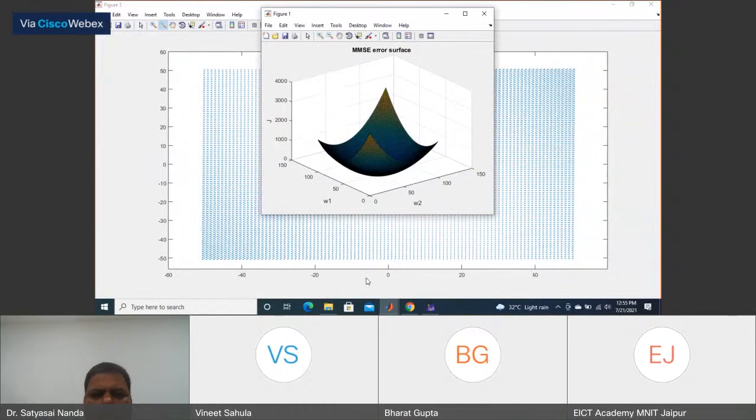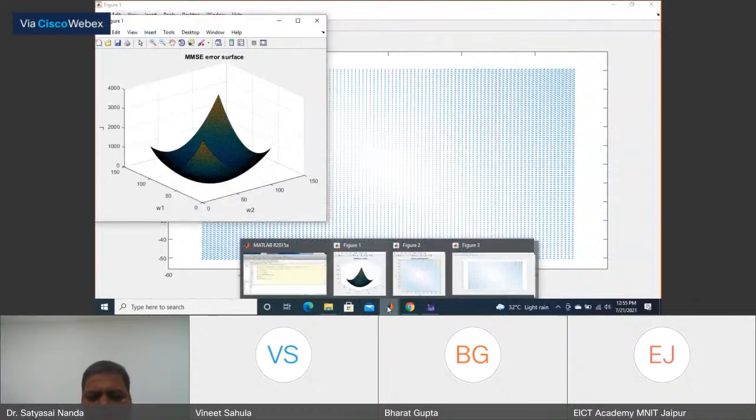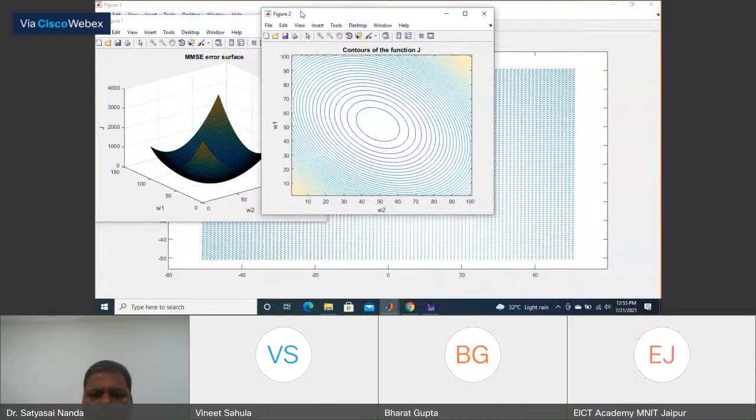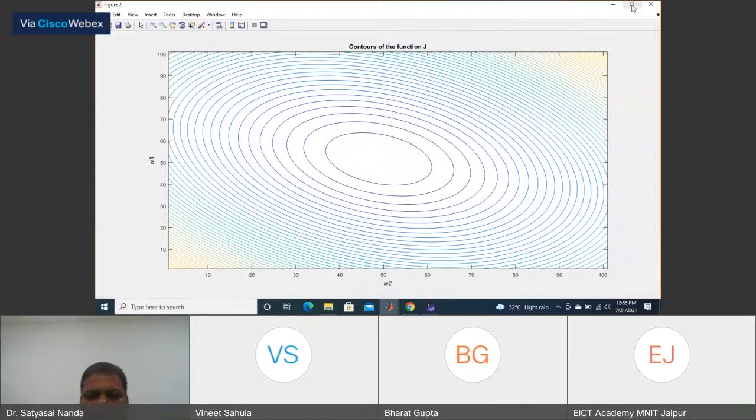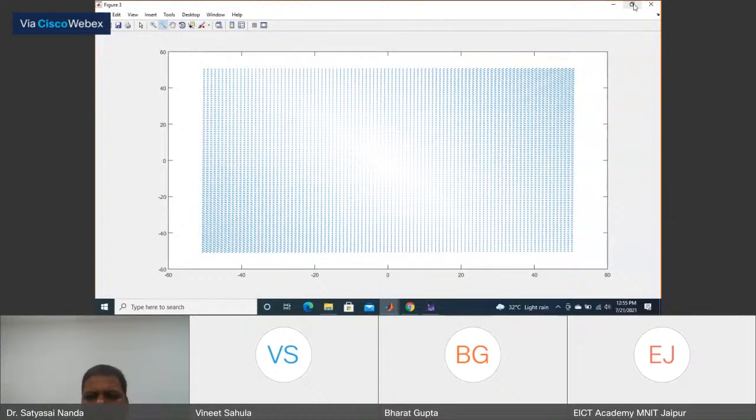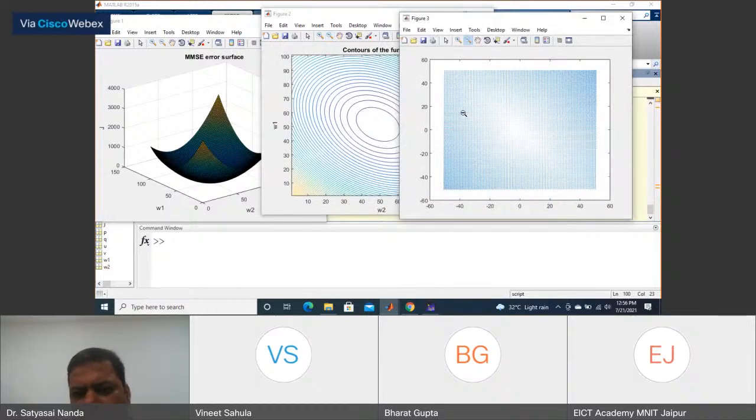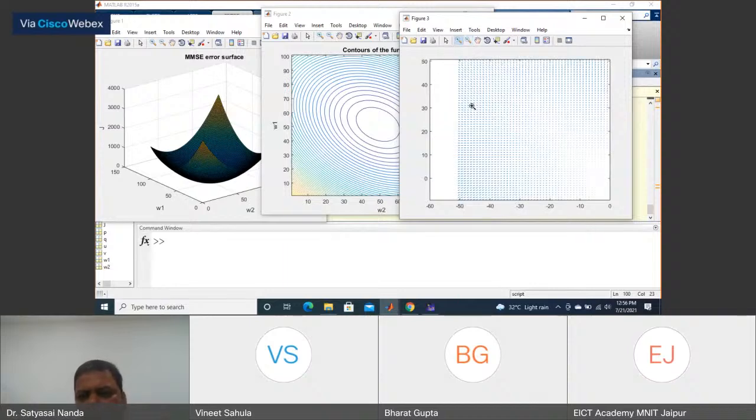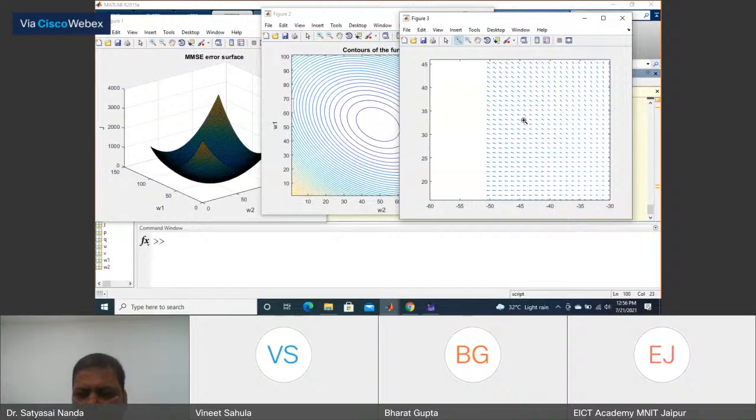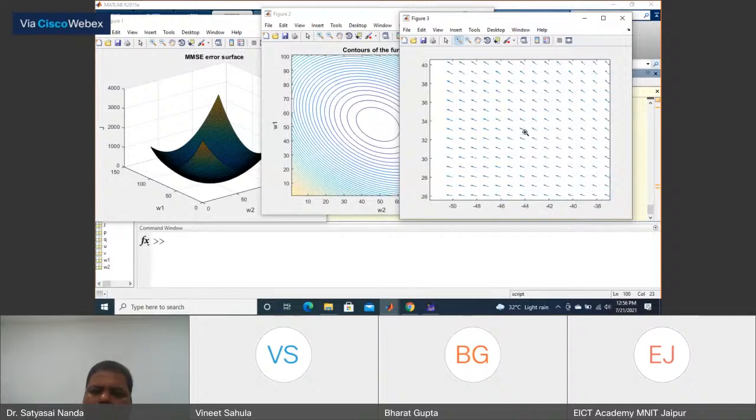So this is the surface plot, this is its corresponding contour plot, and this is the corresponding gradient plot. By taking the derivative of the surface, that is the gradient. The gradients are pointing outwards, so this is the gradient from minus 50 to 50. So gradients are pointing outwards, and you can observe the gradient plots.